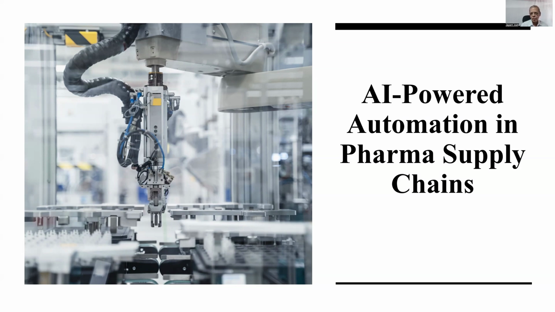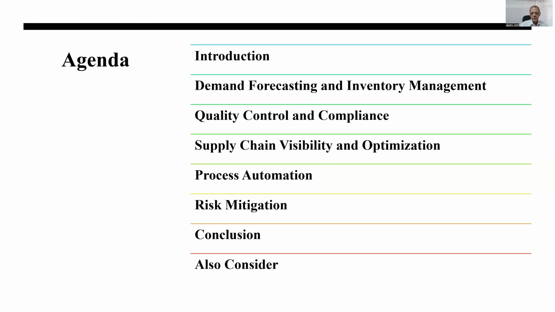In this session, I want to discuss artificial intelligence powered automation in pharma supply chain management. So, my agenda today is about introduction, demand forecasting and inventory management, quality control and regulatory compliances, supply chain visibility and optimization, process automation, risk mitigation, conclusion. And the last thing is, what are the other things which you must consider?